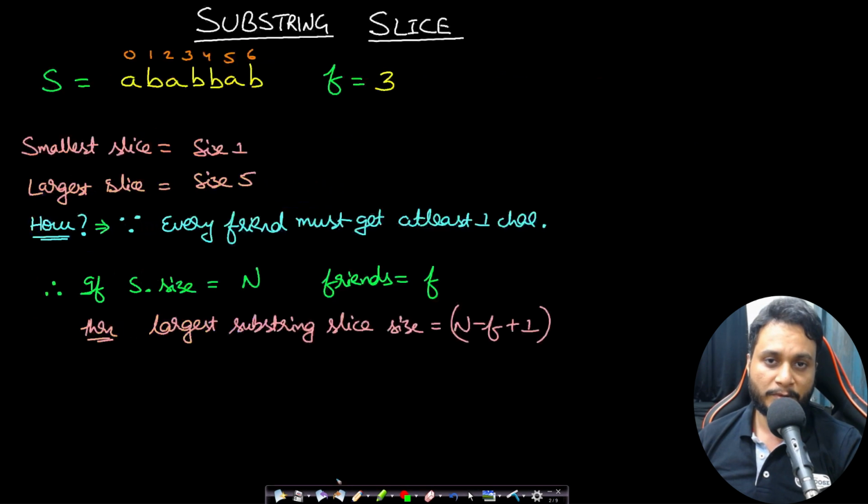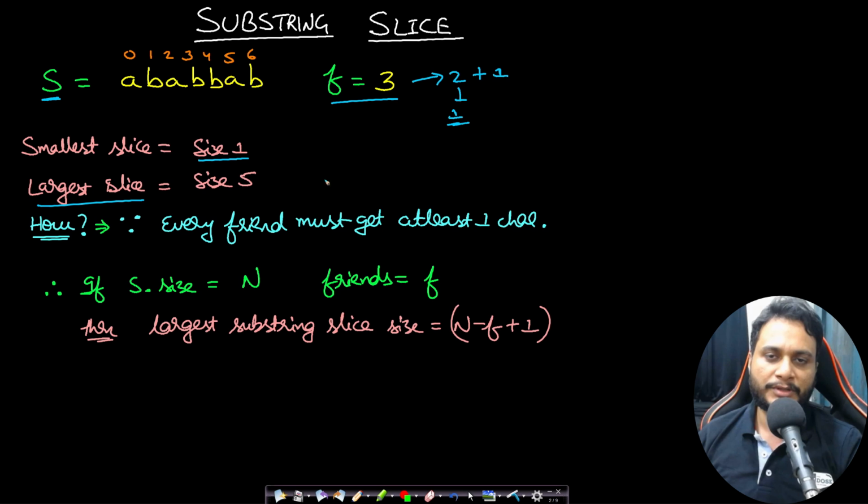Now let's look at some observations. The first point is about substring slicing. Let's say we are given a string of size 7 and our number of friends is 3. The smallest slice you can give to a friend is size 1. Size 0 is not possible because each friend should get a non-empty substring. And the largest slice you can give to a friend will be when you give the rest of the friends one-size substrings.